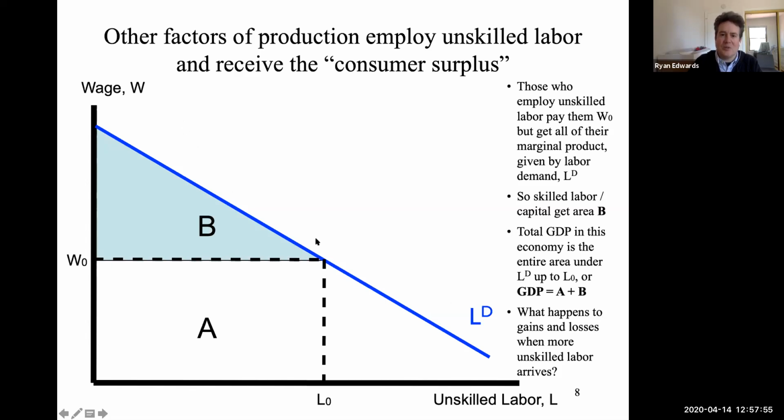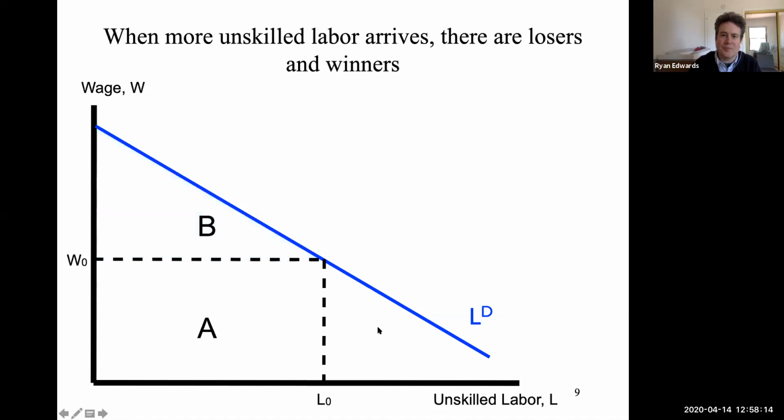It doesn't matter a ton what the shape of the labor demand curve is, as long as the thing is downward sloping. Total GDP then is the sum of A plus B. And then the learning objective here is to be able to step through what happens if there's more unskilled labor that arrives in the form of immigration.